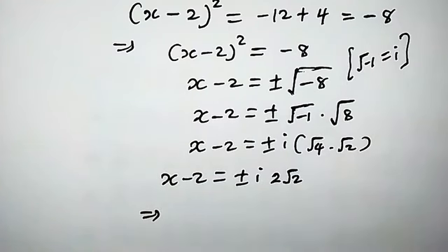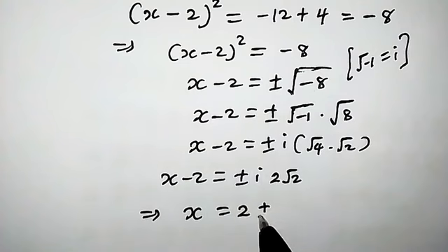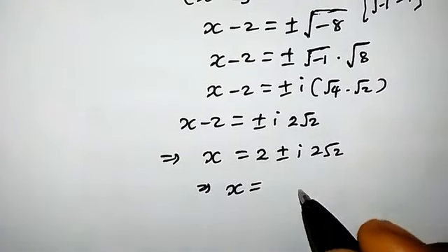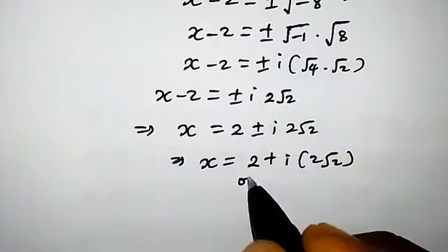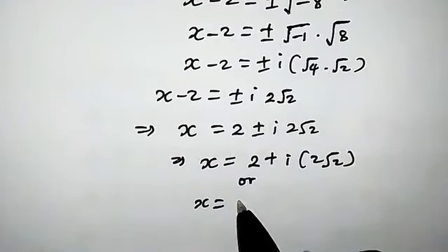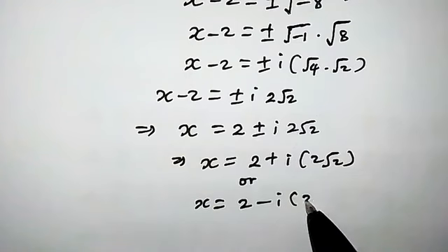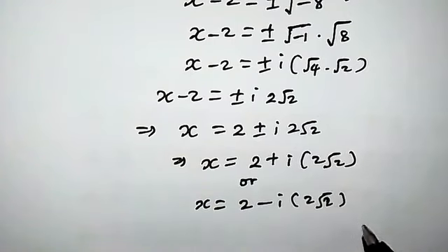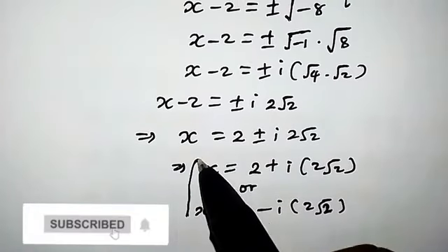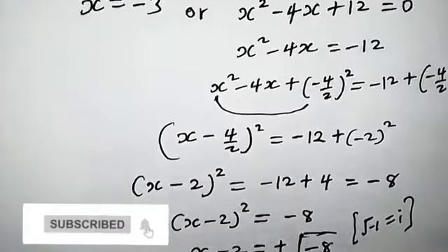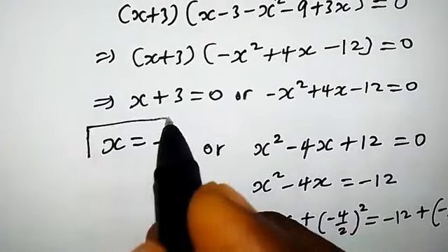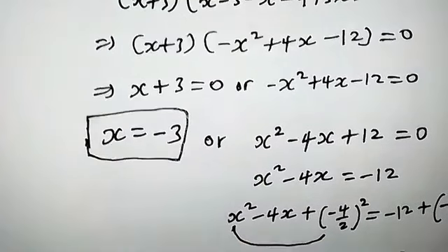So this implies that x equals, when this guy comes to the right, that is 2 plus or minus i times 2 root 2. x is equals to 2 plus i times 2 root 2, or x is equals to 2 minus i times 2 root 2. So these are the complex solutions. The only real solution that we have is when x is equals to negative 3.